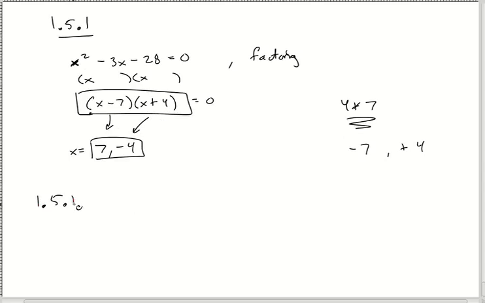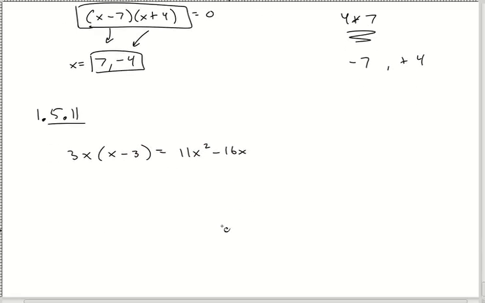1.5.11. So I've got 3x times x minus 3 is equal to 11x squared minus 16x. Solve for x. And if it doesn't say use factoring, I'm going to say use factoring. Well, first off, let's simplify this thing. I got 3x squared minus 9x is equal to 11x squared minus 16x.